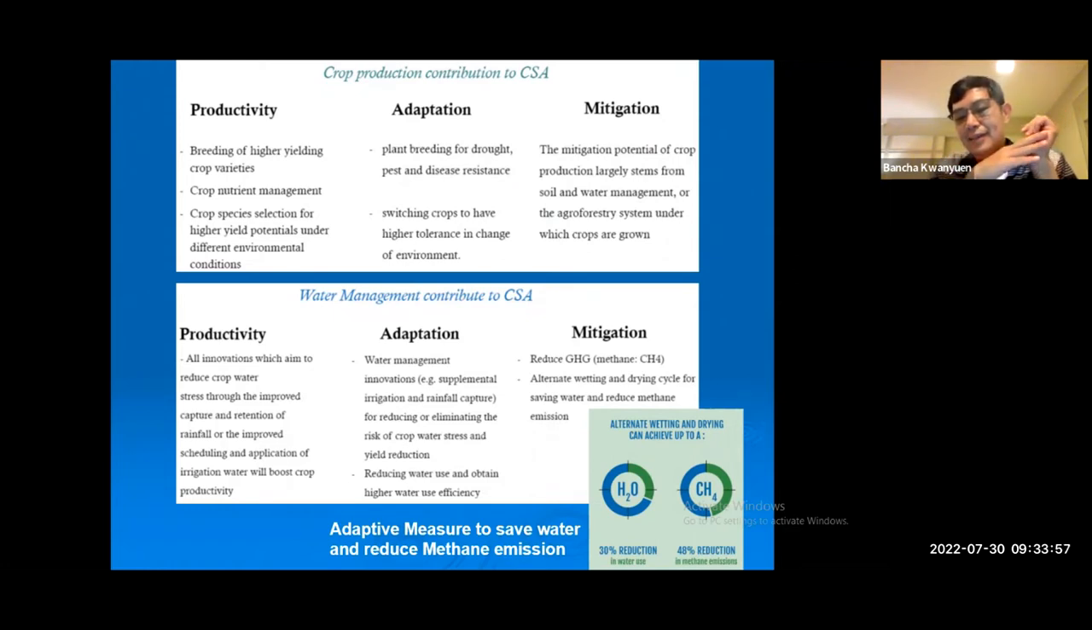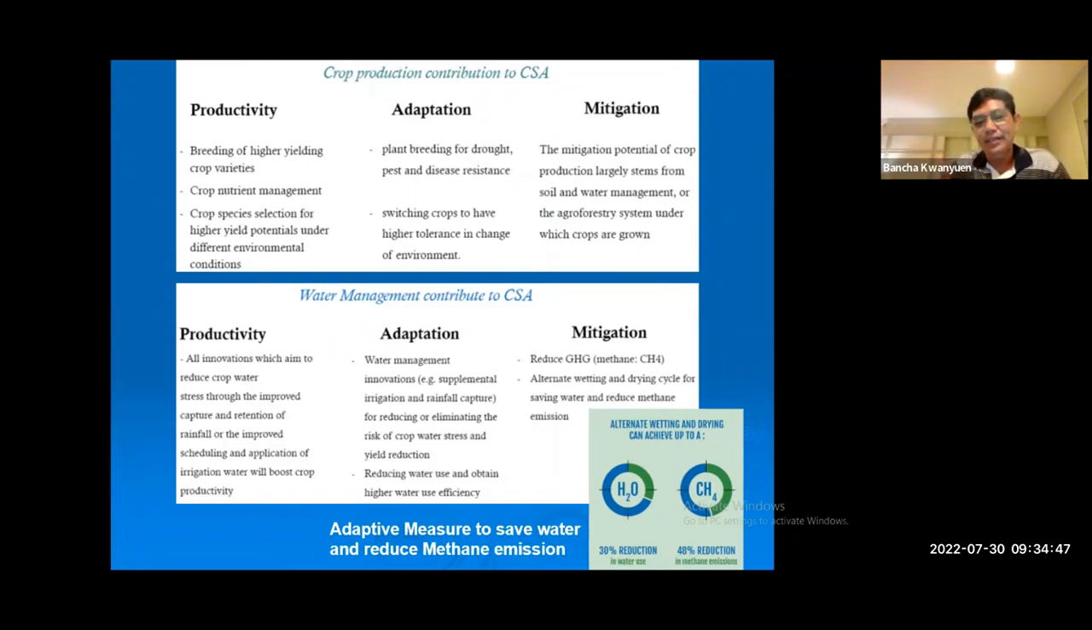So this is just to show you about alternate wetting and drying. Maybe I have discussed it with you a little bit already last week. From experiments in many places, the water use can be reduced by 30%. Actually, from my field experiment, it can be about 20, 30, or even 40% water reduction. But the good point is the methane emission reduction. For my experiment, the reduction can be 40, up to even 70 or 80%. It depends on the wet and dry cycle, how many times you apply it.